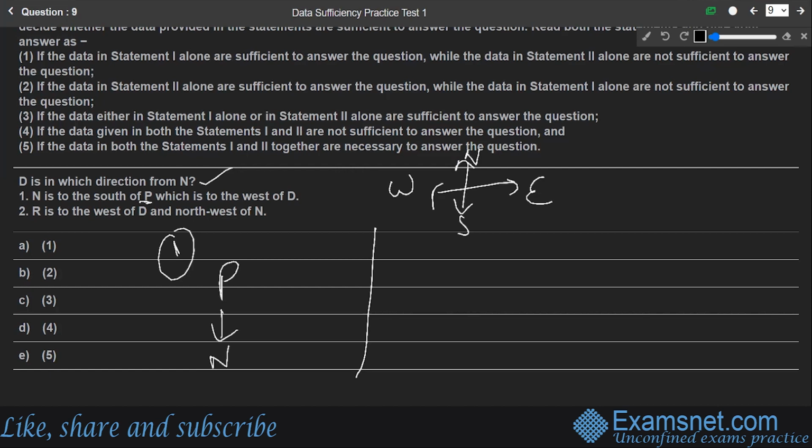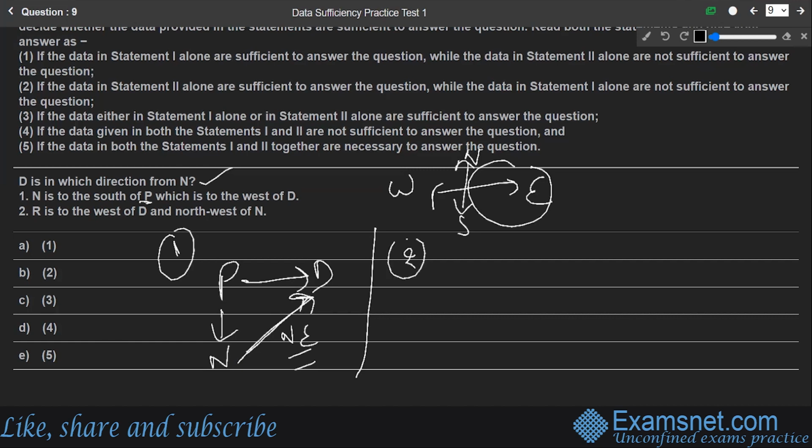Vice versa. If P has to be to the west of D, then clearly D has to be to the east of P. So east of P will be to the right side of P as mentioned here. So there will be lying D. This information is provided in statement number 1. We are supposed to answer D is in which direction from N. Clearly we can answer this, and the direction is northeast. So statement number 1 is sufficient to answer the question alone itself.